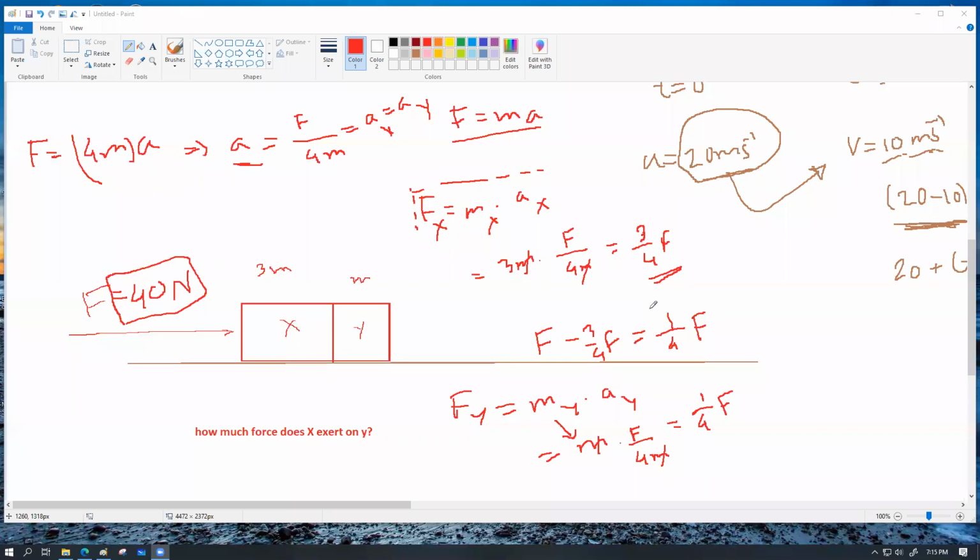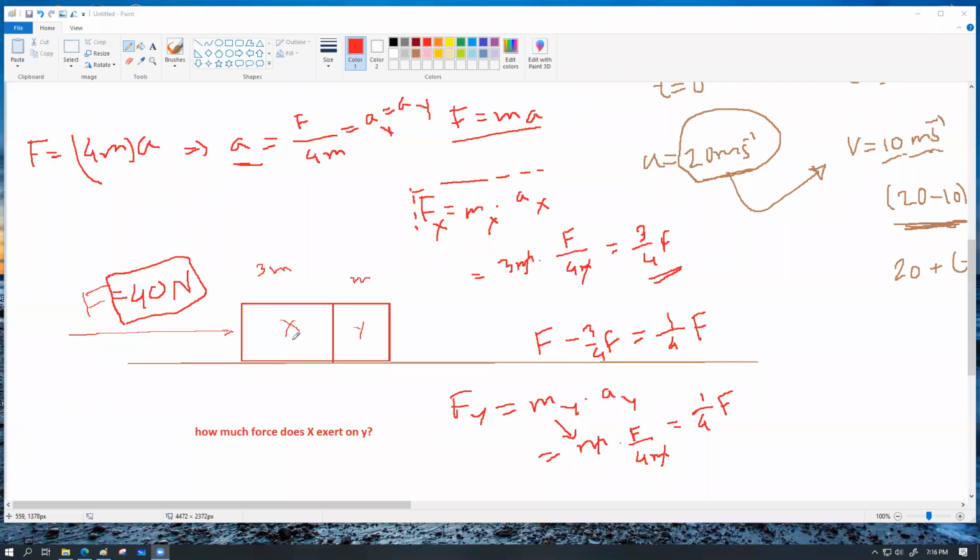After the F force is applied on X, X uses 3/4 of it and gives the remaining force to Y? No, X uses 3/4 of the force for its own acceleration. For example, if the value of F is 40 Newton, let's say, then X will use 30 Newton of force for its own acceleration. What it uses itself, it will have used up, and the rest it will transfer to Y.